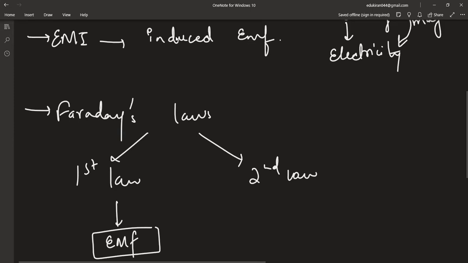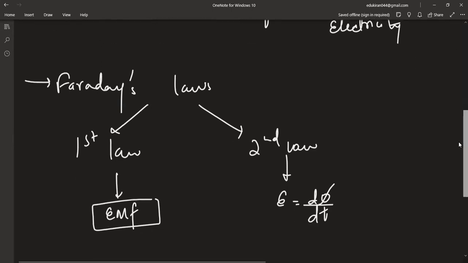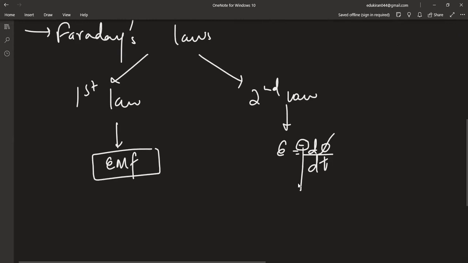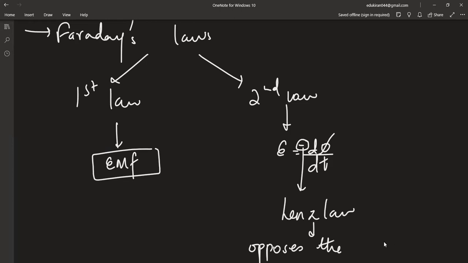The second law tells you the exact values of it, that this induced EMF is directly proportional to the rate of change of magnetic flux linked with the circuit. Then you have a negative sign present here, minus. So minus is given by Lenz's law. Lenz's law tells you the fact that the direction of induced current is such that it opposes the cause which produces it. And what is the cause? Mainly that it opposes the change in flux. Clear?